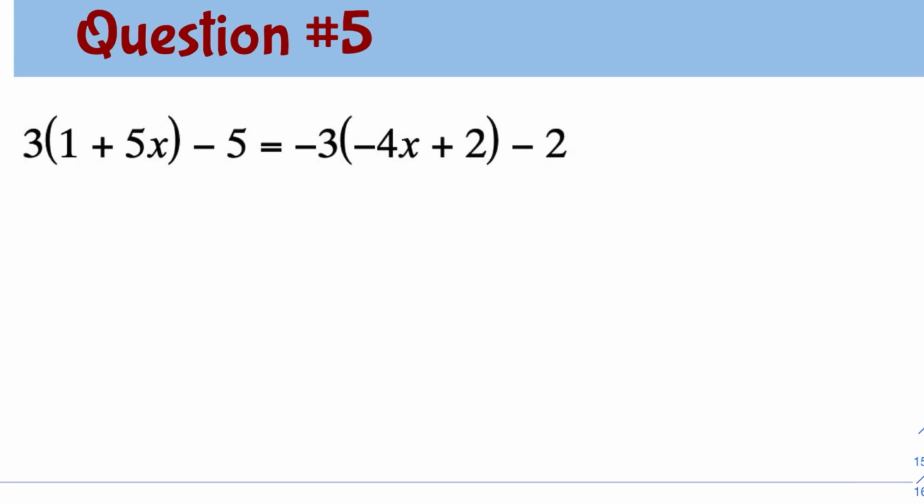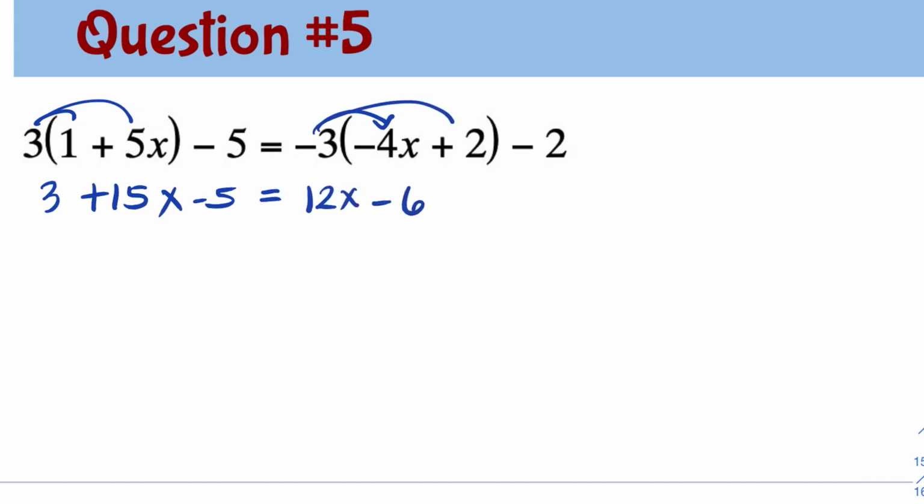For the left side, we need to distribute first the 3, and this becomes 3 times 5x is 15x, and then we have minus 5. For the right side, we need to distribute the negative 3 to the negative 4x, that's 12x. Negative 3 times 2, we have negative 6, and then we need to copy the minus 2. Simplifying the left side, this is the same thing as 15x minus 2 because we can combine the 3 minus 5. For the right side, we have 12x minus 8 because we can combine negative 6 and negative 2.